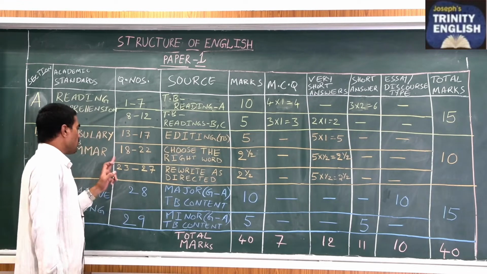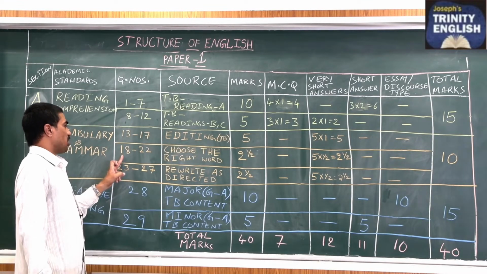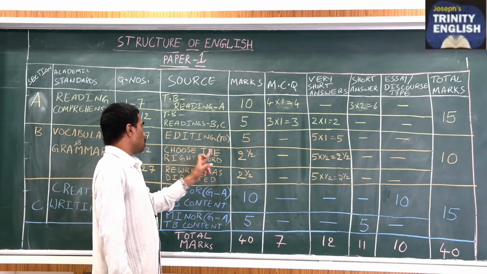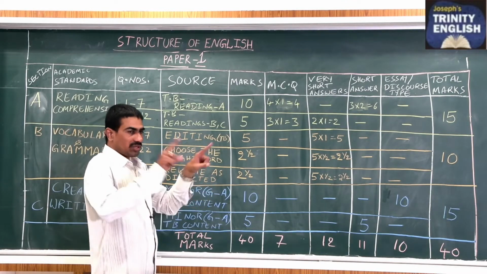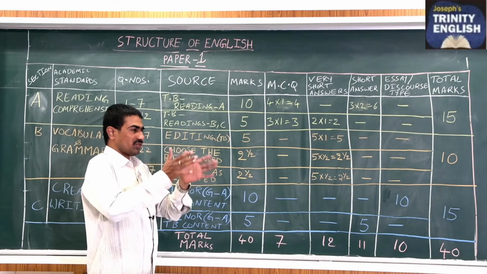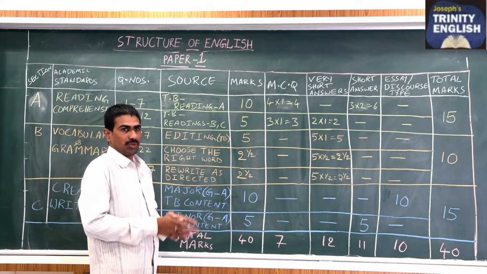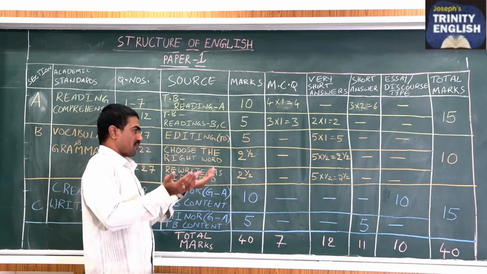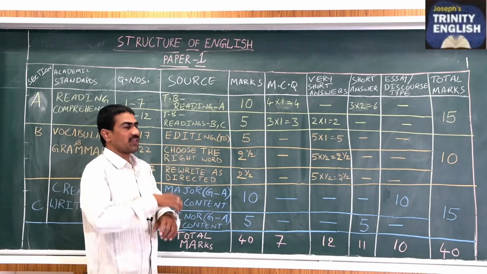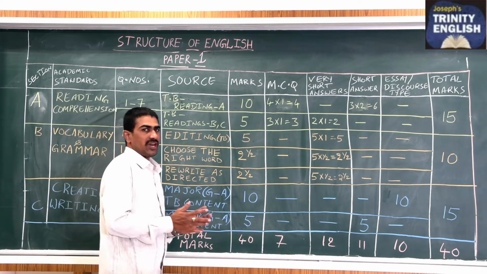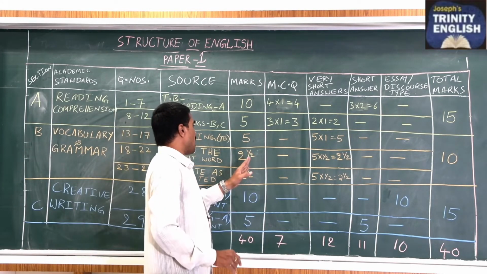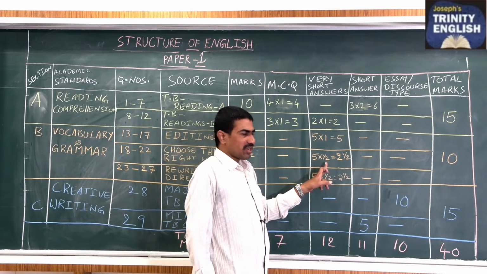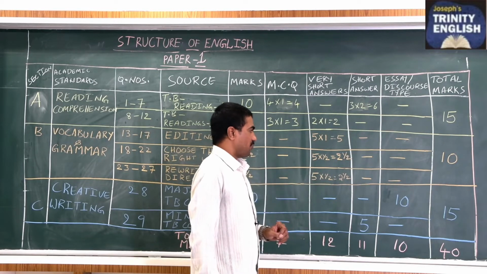And next we have question numbers 18 to 22. We have 5 questions here. We have to choose the right word. A box is given, and from the box there are certain choices given from the textbook. Certain words are removed and placed in the box, and what we have to do is pick out the right word and write it in the choice given. And we have 2.5 marks here. Each question carries half mark. 5 into half is equal to 2.5 marks.